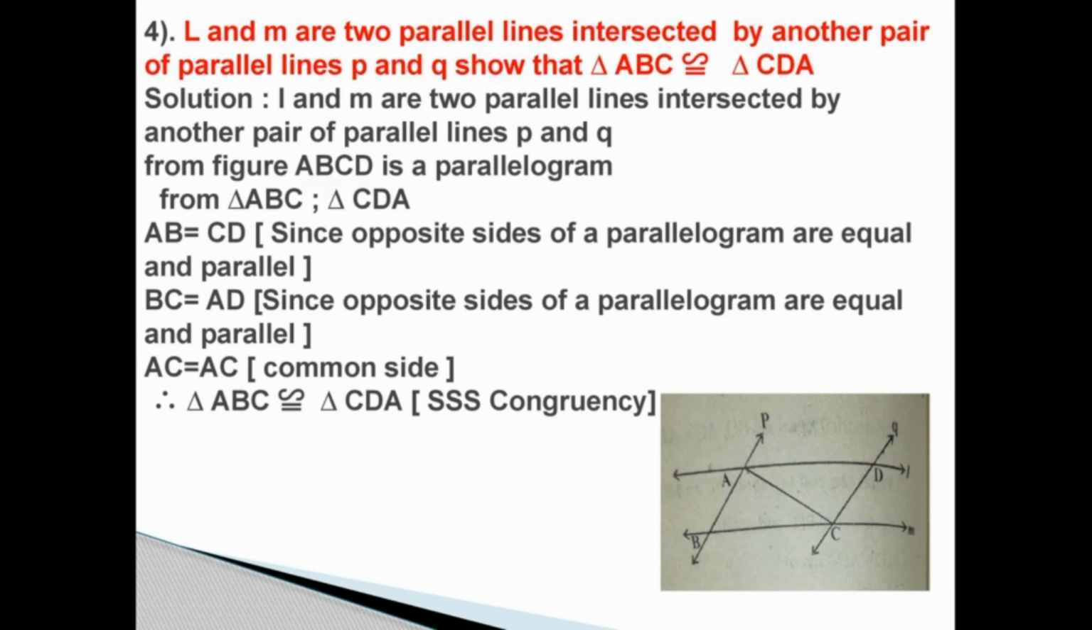L and M are two parallel lines intersected by another pair of parallel lines P and Q. Show that triangle ABC is congruent to triangle CDA. Solution. L and M are two parallel lines intersected by another pair of parallel lines P and Q. From the figure, ABCD is a parallelogram.